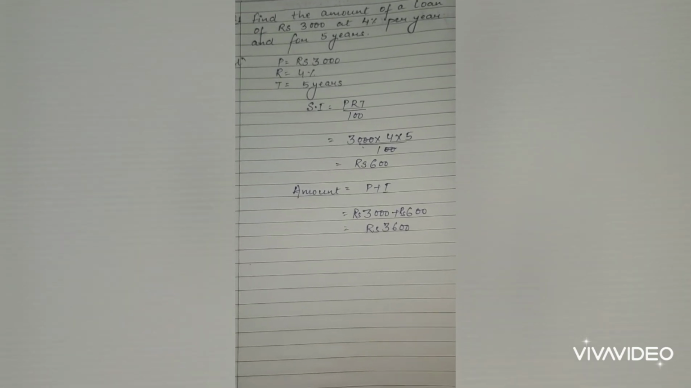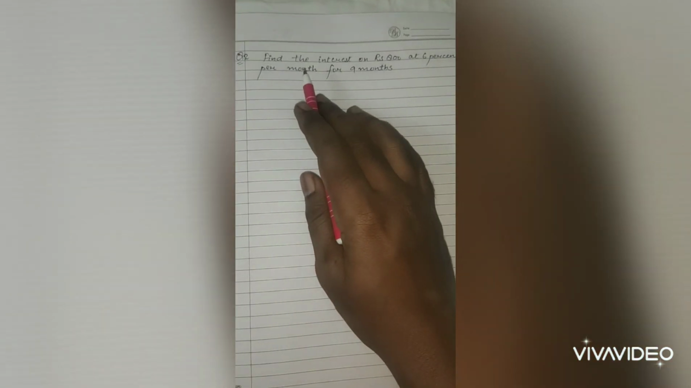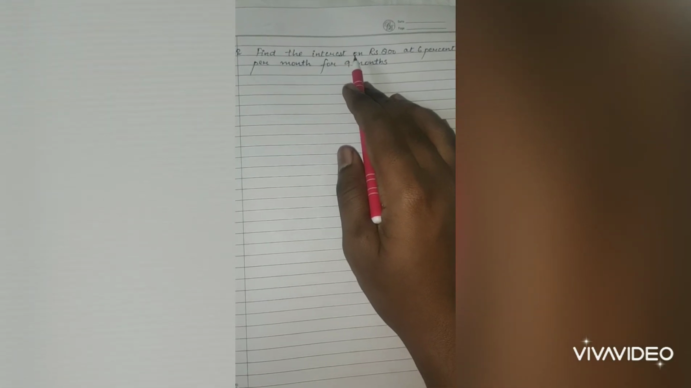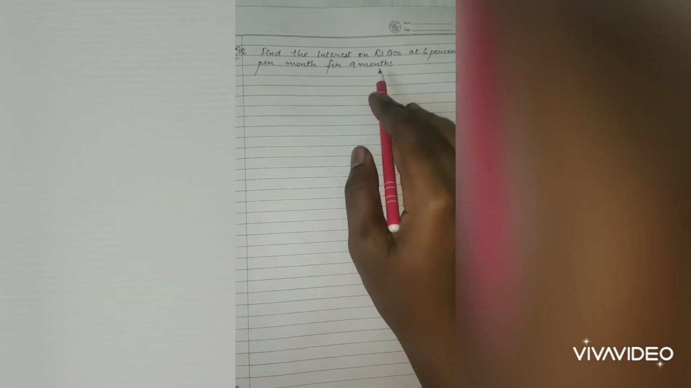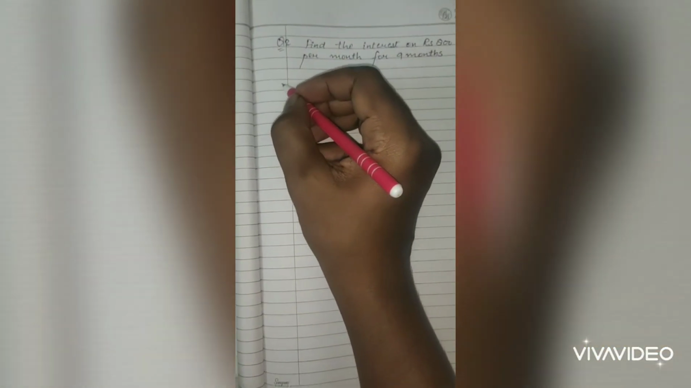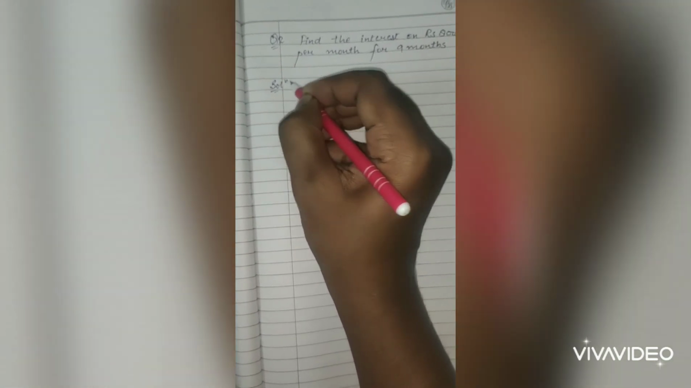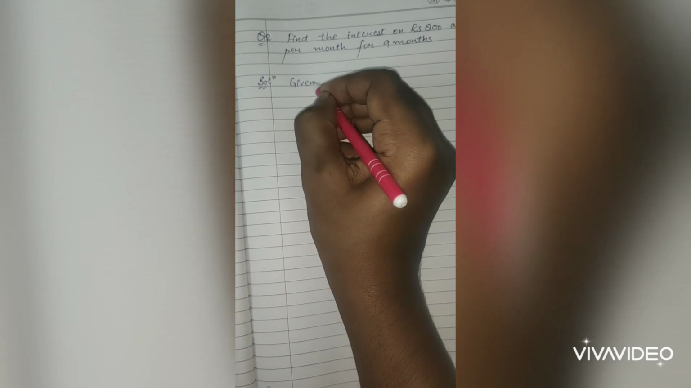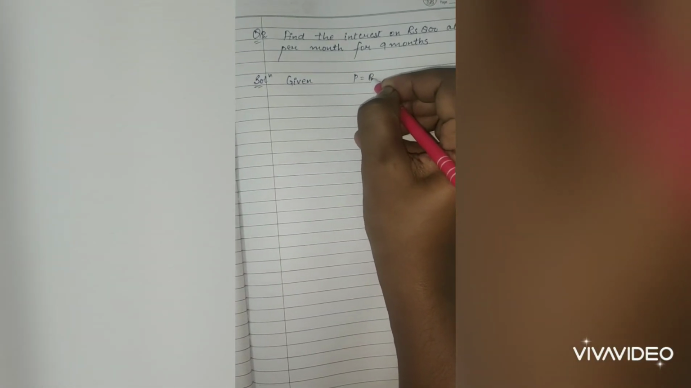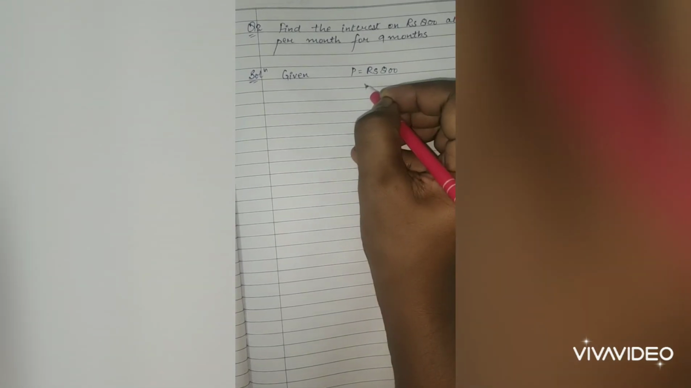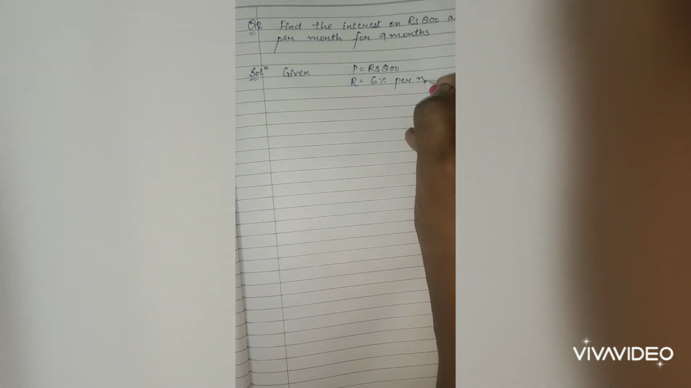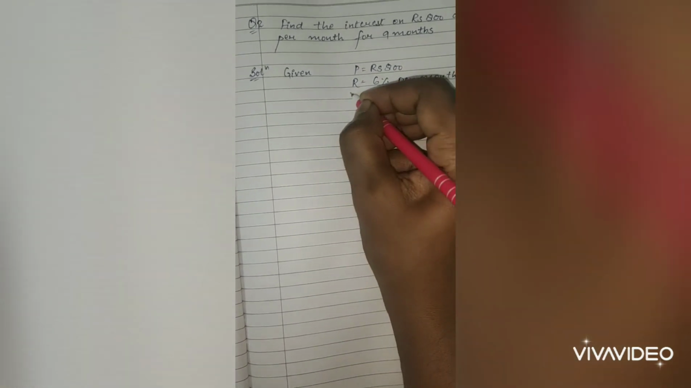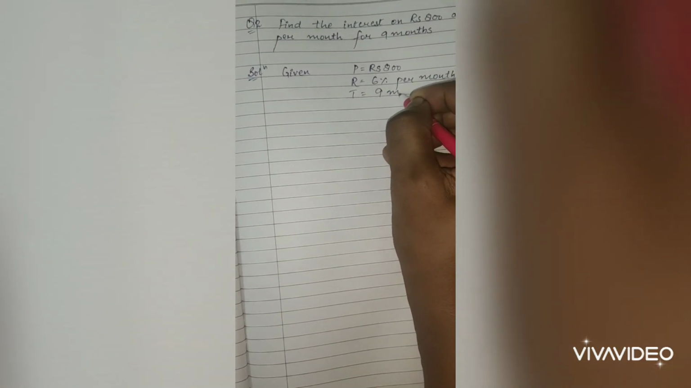Now let's see the second question. The second question says that you have to find the interest on rupees 800 at 6% per month for 9 months. So in the solution we will write the things that are already given. The given portion is: principal is rupees 800, rate is 6% per month, and time is 9 months.